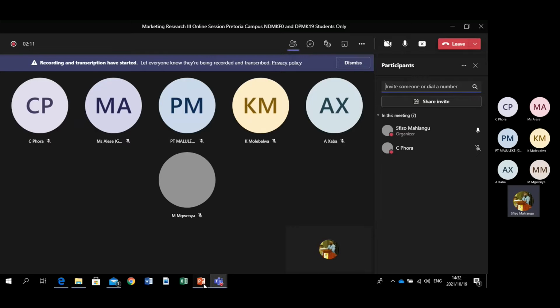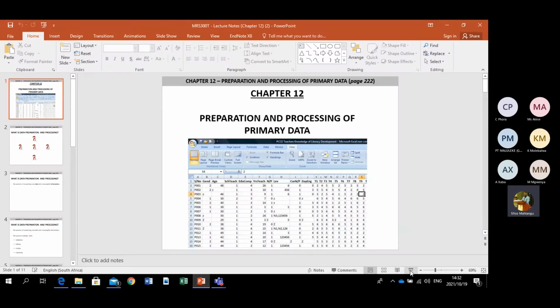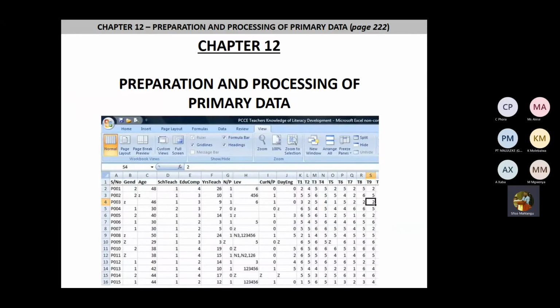So today we will be focusing on chapter 12. And in the textbook, you should at least try and have a textbook in front of you, because that's going to help you to highlight some of the important aspects that we are discussing. I'll help you with where you need to highlight, or you can underline or use any method that enhances your learning as well as the teaching experience. So chapter 12, you will see, is about preparation and processing of primary data, and that is on page 256.